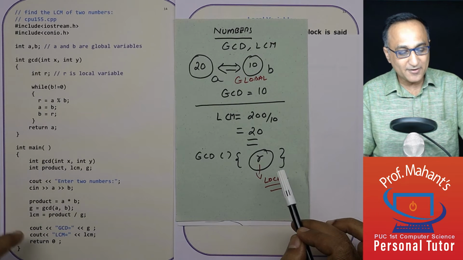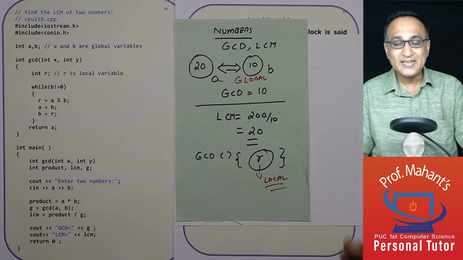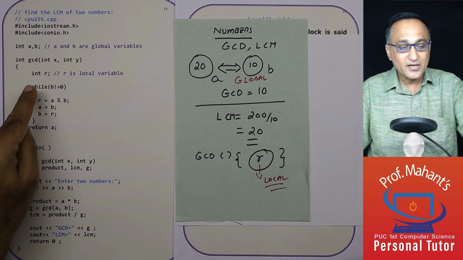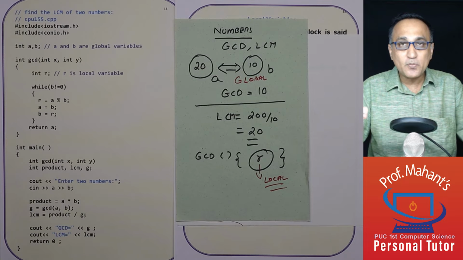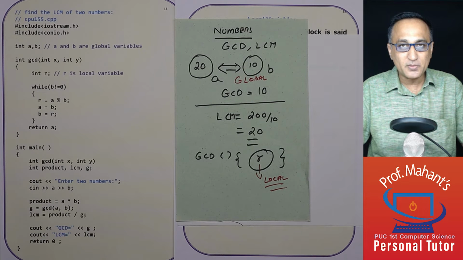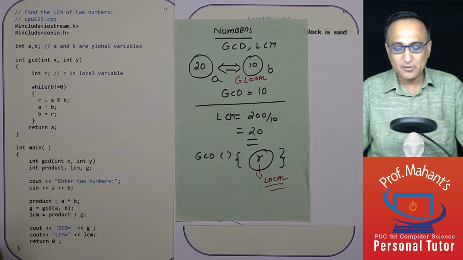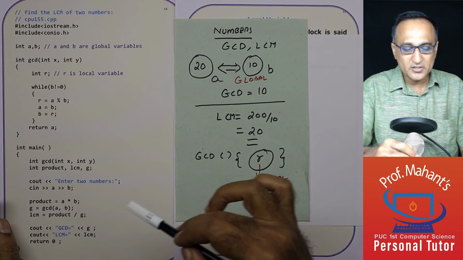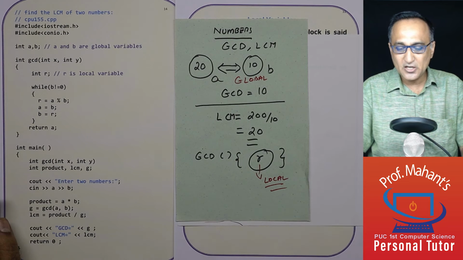Because they are outside every function, they are called global. They are like a public tap. Anybody can take water from them. Whereas you can think of local variables as your home tap. Can I come to your home and take water without your permission? Absolutely not. So that is an example of a local variable. A, B are global, R is local, product is local, LCM is local, G is local.